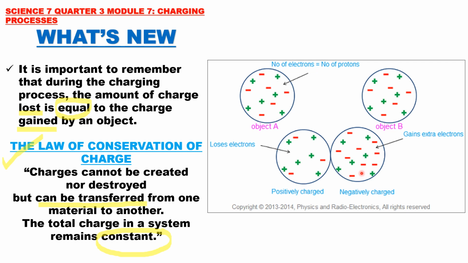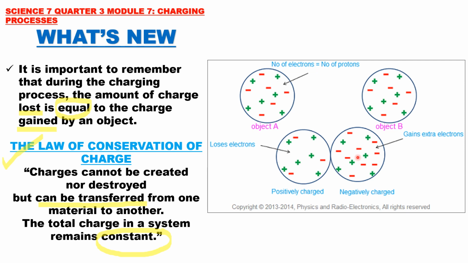So, ano ibig sabihin nito? Yung ating object A, dahil nabawasan siya ng electrons, nag-lose siya ng electrons, it becomes positively charged. Kasi mas marami na ngayon yung kanyang protons. Tapos, si object B naman natin, dahil nag-gain siya ng mga extra electrons mula sa object A, mas marami na yung kanyang electrons, siya naman ngayon ay negatively charged na.